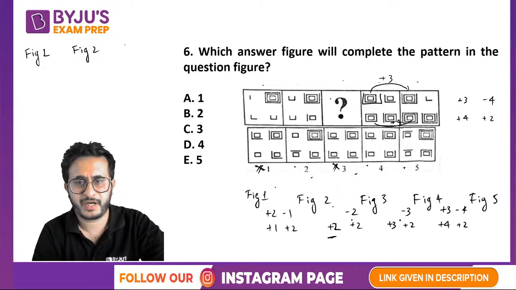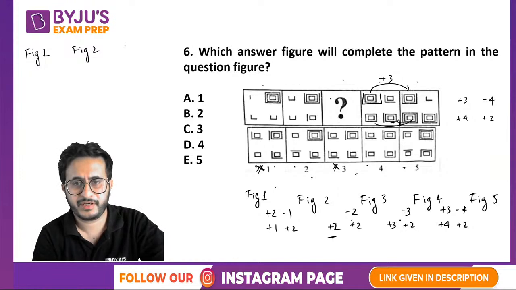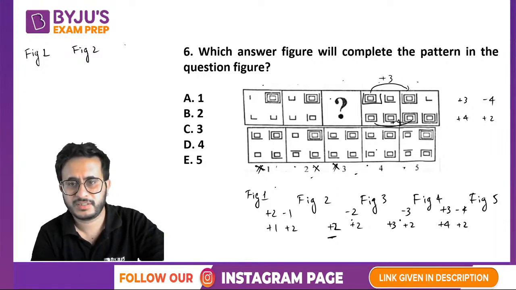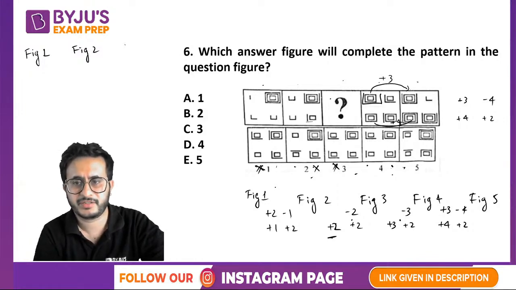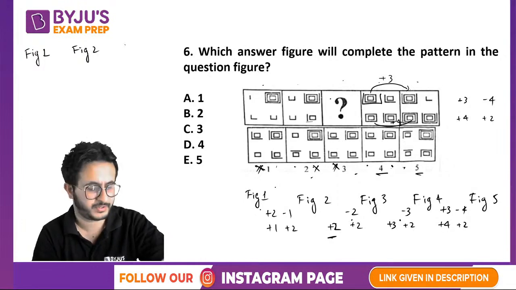Now 2 elements should be added to this also. In this case they have added only 1, so this is rejected. In this case also only 1. In this case they have added 2 elements, one line here and one line here. And in this case one line here and one line here. So 2, 2. We have rejected 2 also, so 4 or 5 are possible.